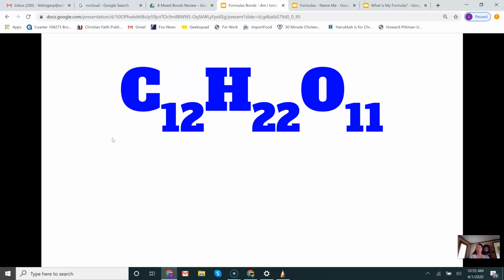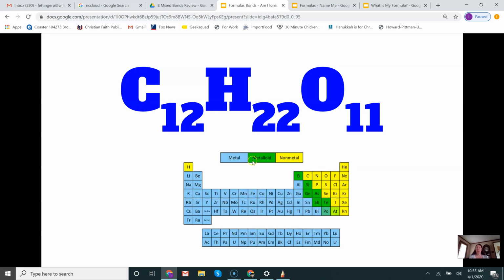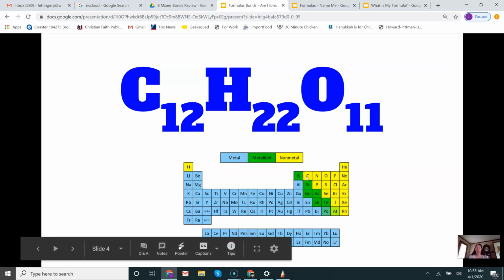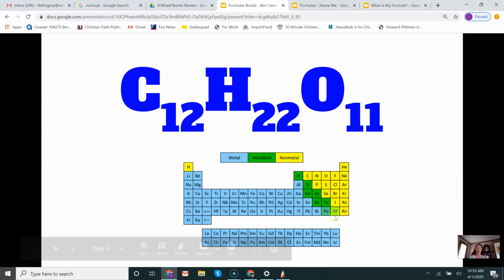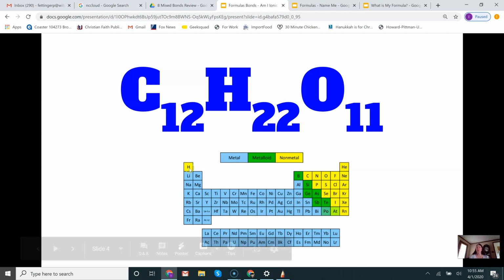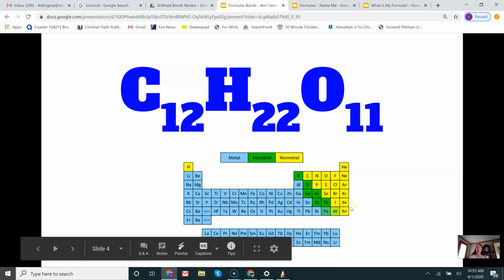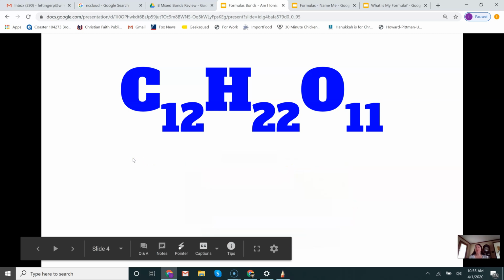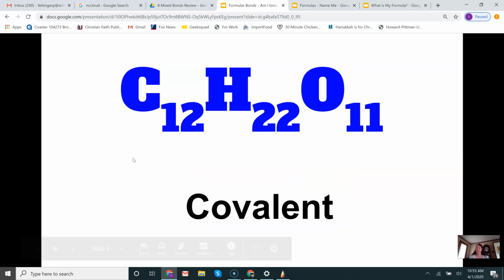So the next one we have is C12H22O11. So we're looking at the periodic table. We have carbon. We have oxygen, both on the right-hand side, nonmetals. What about that hydrogen? Even though it's on the left, it is that exception. It's a nonmetal also. Since all three are yellow nonmetals, that means we have a covalent bond.